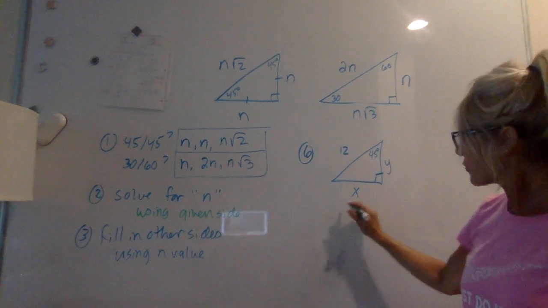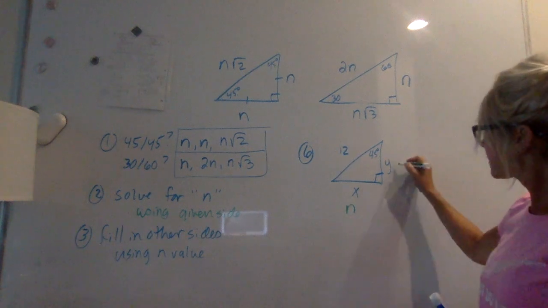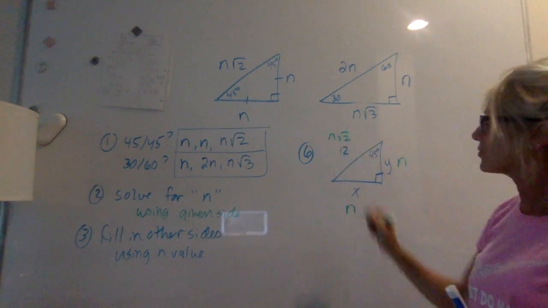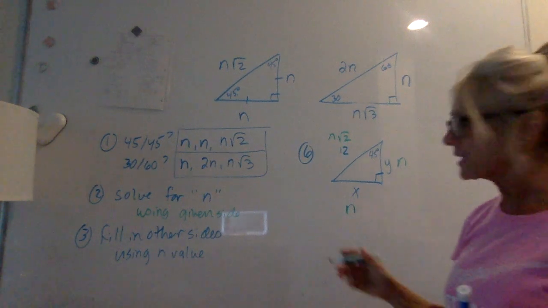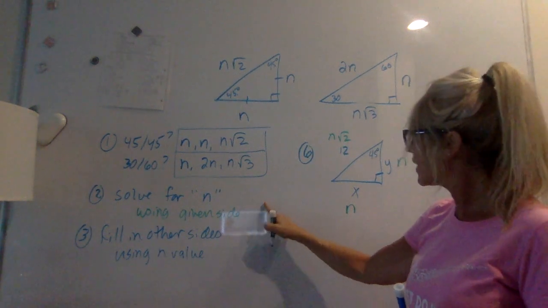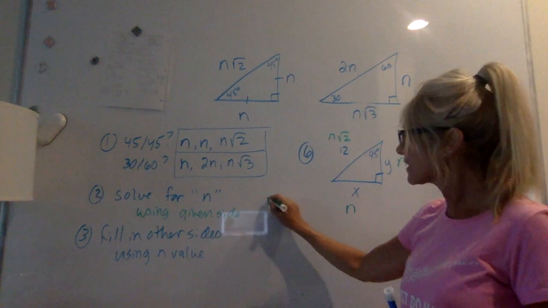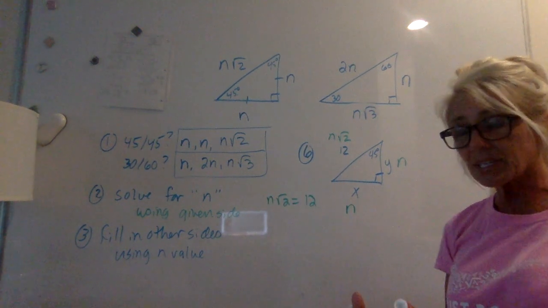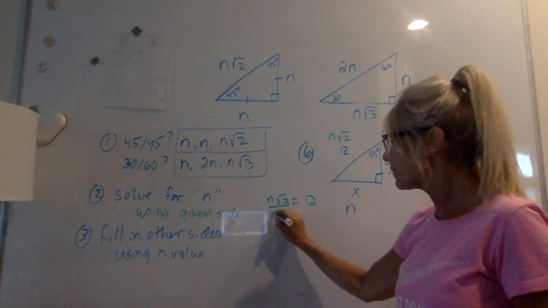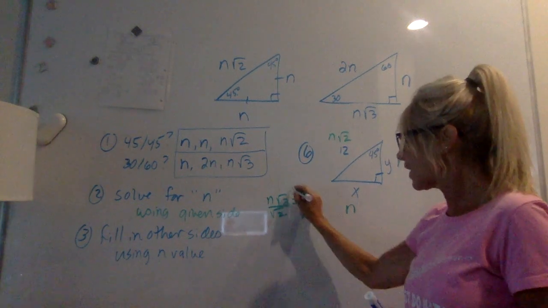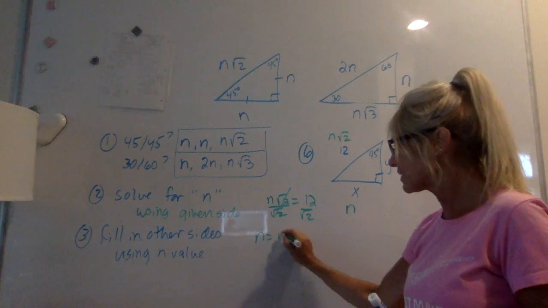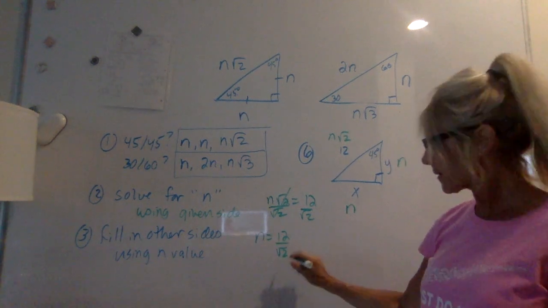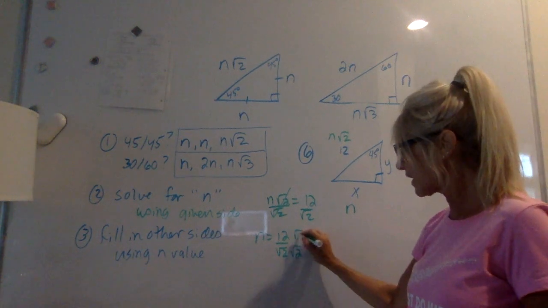First of all, it's 45-45, so this is going to be n, the two that make the 90, and then n root 2. So here's where this one gets a little messy, because now when I go to solve for n, I'm solving for the fact that the n root 2 side equals 12. So to get n alone, I need to divide by root 2. So then now I have this, but I can't have that just because it's got a radical on the bottom. So now I have to rationalize that.